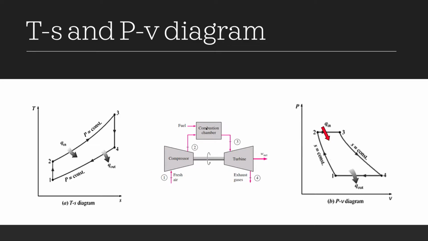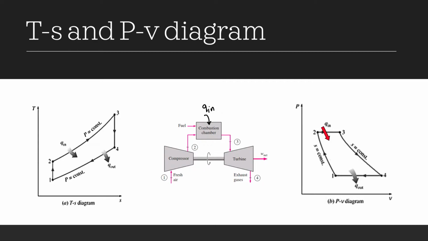This is the combustion chamber where the heat will be added. And number 3 is the state at the entrance of the turbine, and 4 is the exit of the turbine, and the gas will be discharged to the atmosphere. So we can sketch all the 4 processes in a TS diagram.